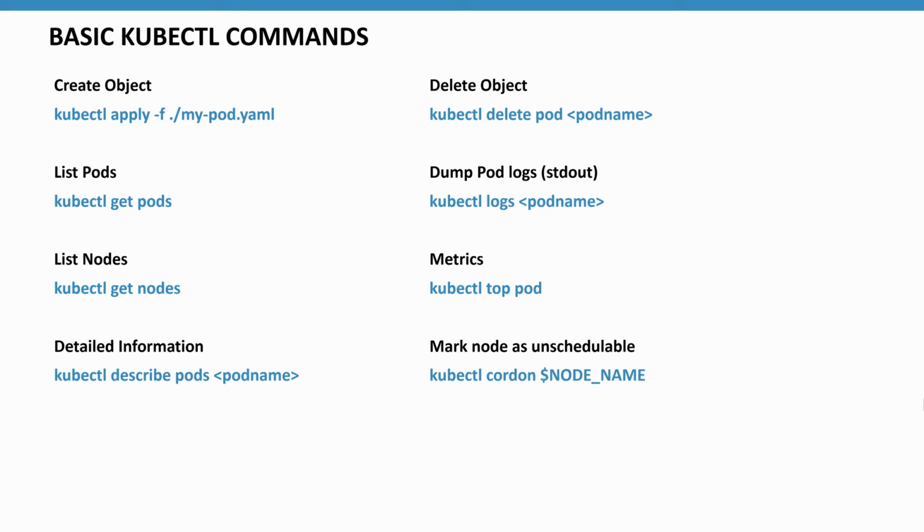Basic kubectl commands. kubectl apply with the YAML file lets you create an object. To delete an object, you can use kubectl delete and the object name. For listing pods and nodes, you can use kubectl get pods and kubectl get nodes. For detailed information, you can say kubectl describe pods. To mark a node as unschedulable, use kubectl cordon and write the node name. If you want to do some maintenance, you can use this command on the node.